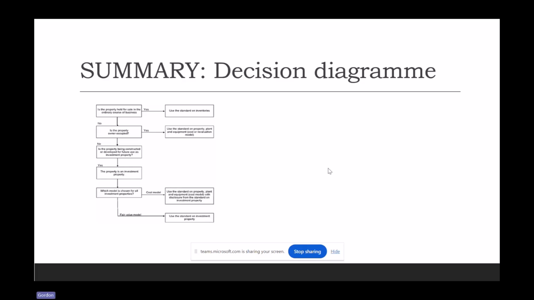So when you read the question, you must read it to understand which model I am using. I know it's an investment property, but which model am I using? Is it the fair value model or is it the cost model? Very, very important. Any questions? You can do a question on property, plant and equipment. You can do a question on investment property. You'll be able to do a question on inventory.